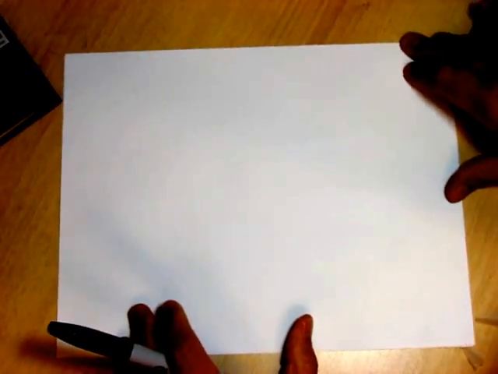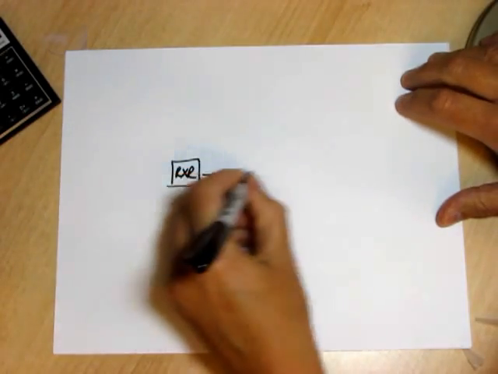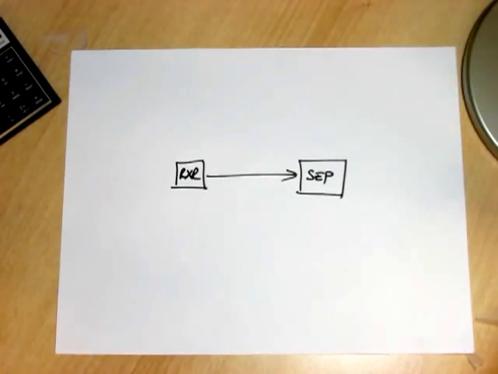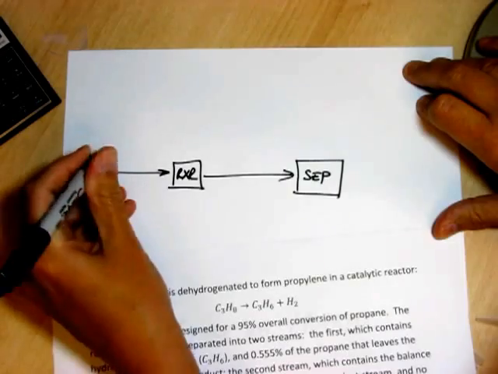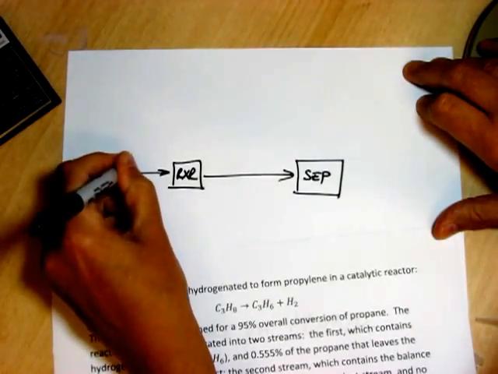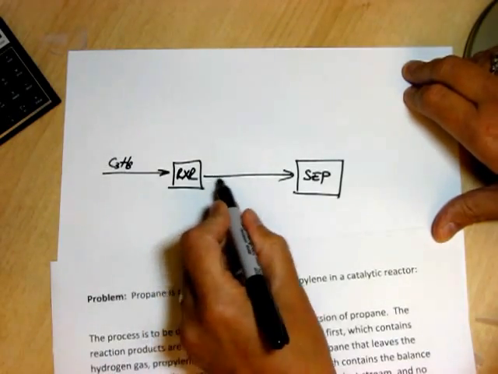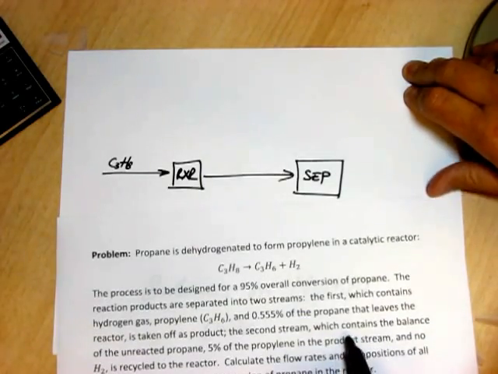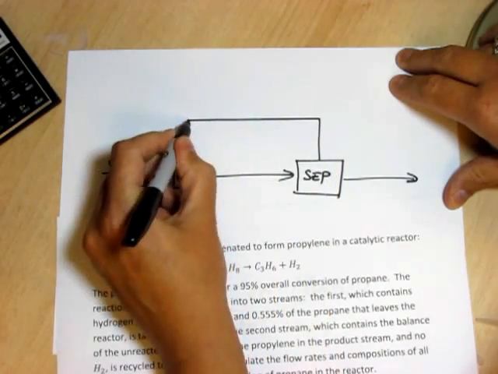So we know this is going to be a little tricky, so we'll give ourselves lots of space. And we'll draw a reactor and a separator. The feed to the process is propane. And it goes into the reactor. The products from the reactor go to a separator. The separator separates into the product stream and a stream that is recycled to the reactor.